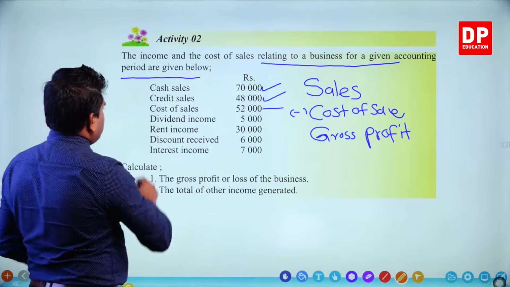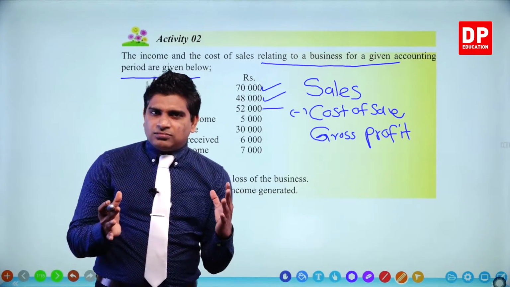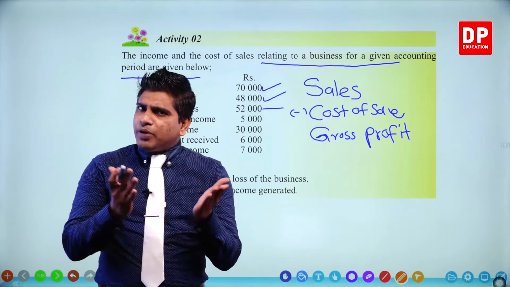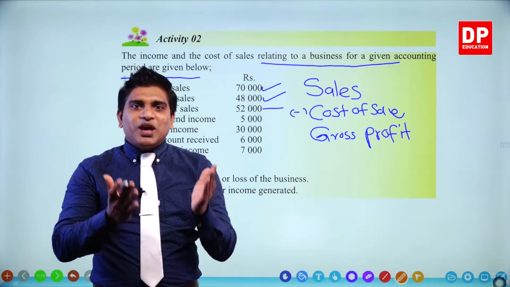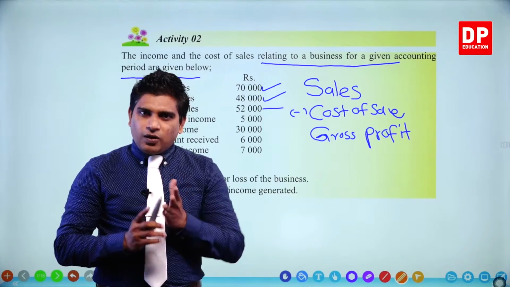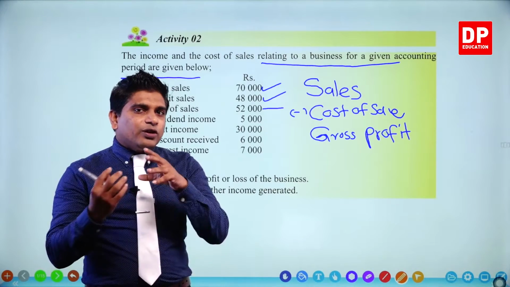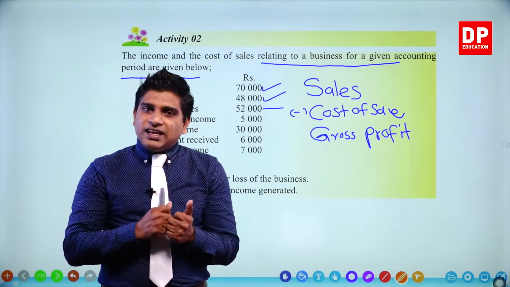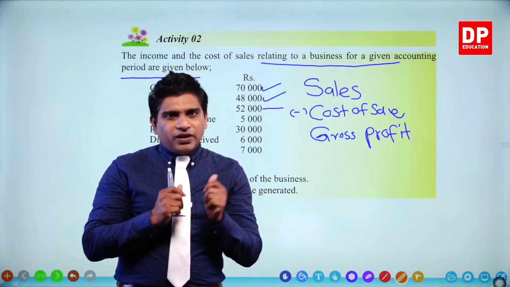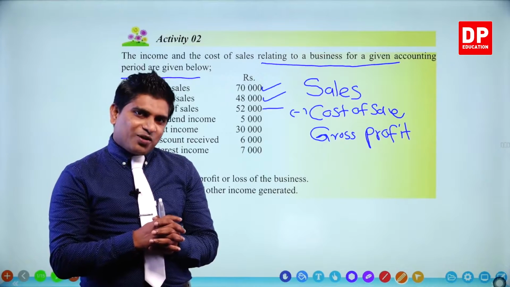After that, in this question they have given dividends income, rent income, discount received and interest income. These are the other income, right? Especially the trading part of the profit and loss statement. What do you mean by trading part? The trading part means where you record sales and purchase related expenses. On the top of the profit and loss statement, we find gross profit. The part where you calculate the gross profit is generally called the trading account. The top part of the profit and loss statement is known as the trading account, right?